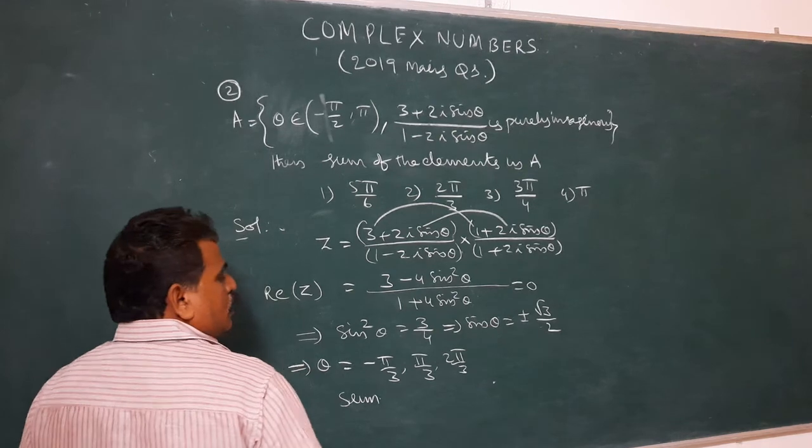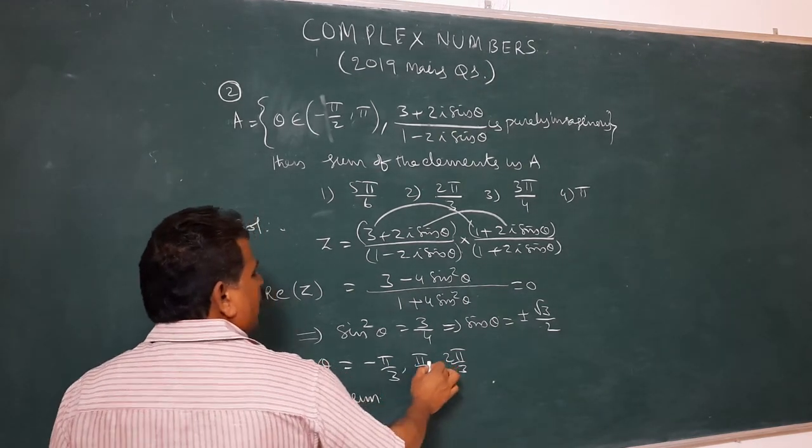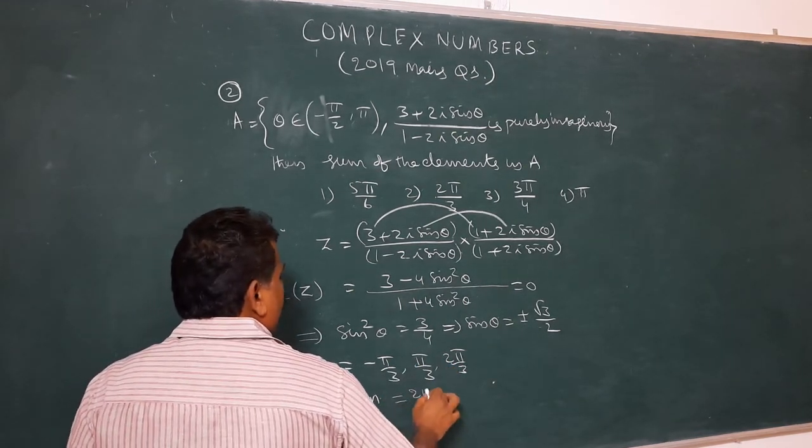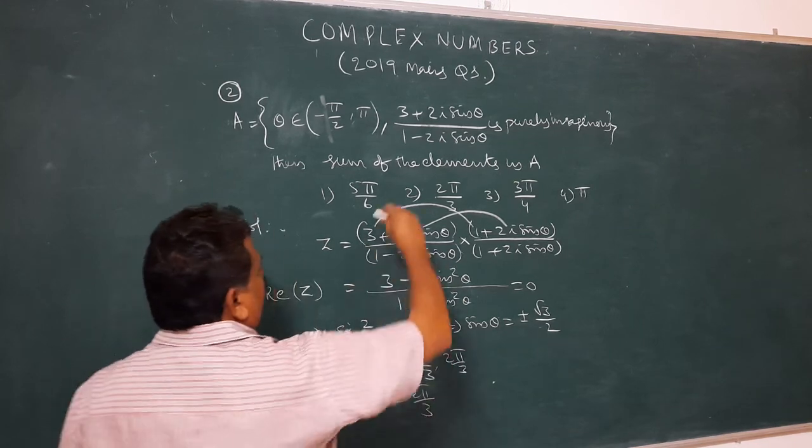Sum of the angles: minus pi by 3 cancels with pi by 3. This is 2 pi by 3. Answer is 2 pi by 3. Second option.